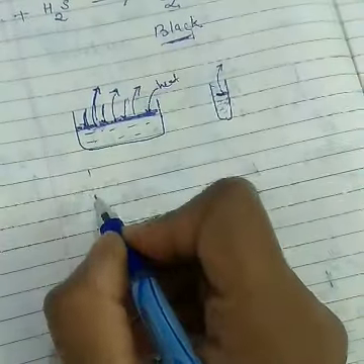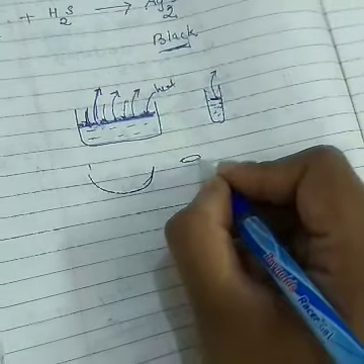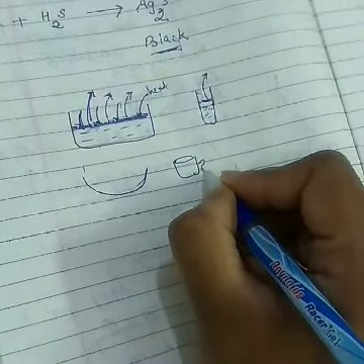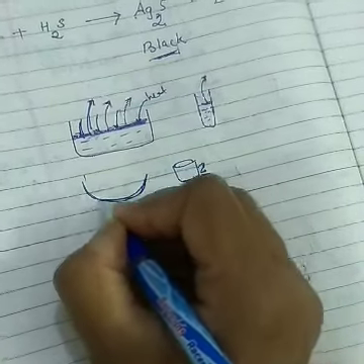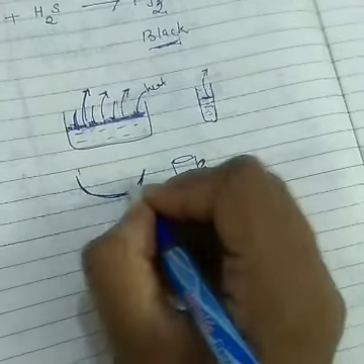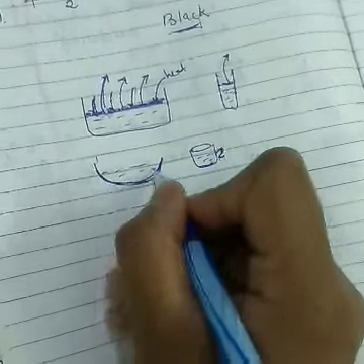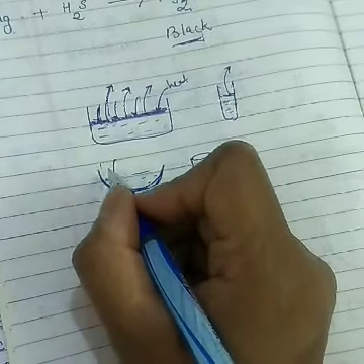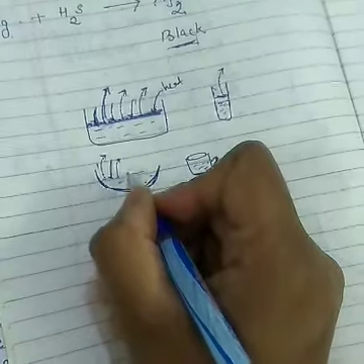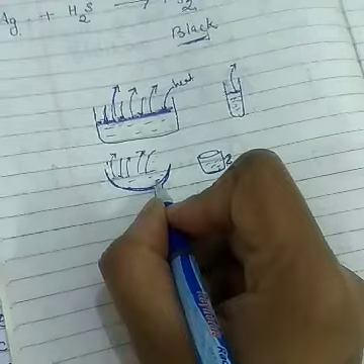Suppose we take tea or milk in a saucer and a cup. Which will become more cool, the tea in the saucer or the tea in the cup? The tea in the saucer, because it will take the heat from the surroundings and get converted into the gaseous state, as evaporation is a surface phenomenon.